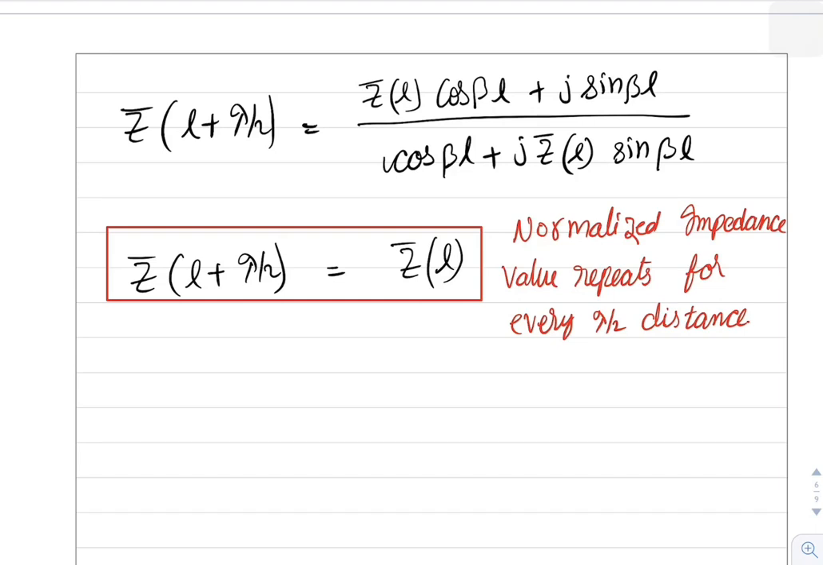Let me remind you, on a Smith chart, if you have a normalized impedance point and if you travel a distance of lambda by 2, which is nothing but 360 degrees on a Smith chart, again you will come to the same point. Just like your voltage wave and current wave, your normalized impedance also oscillates.